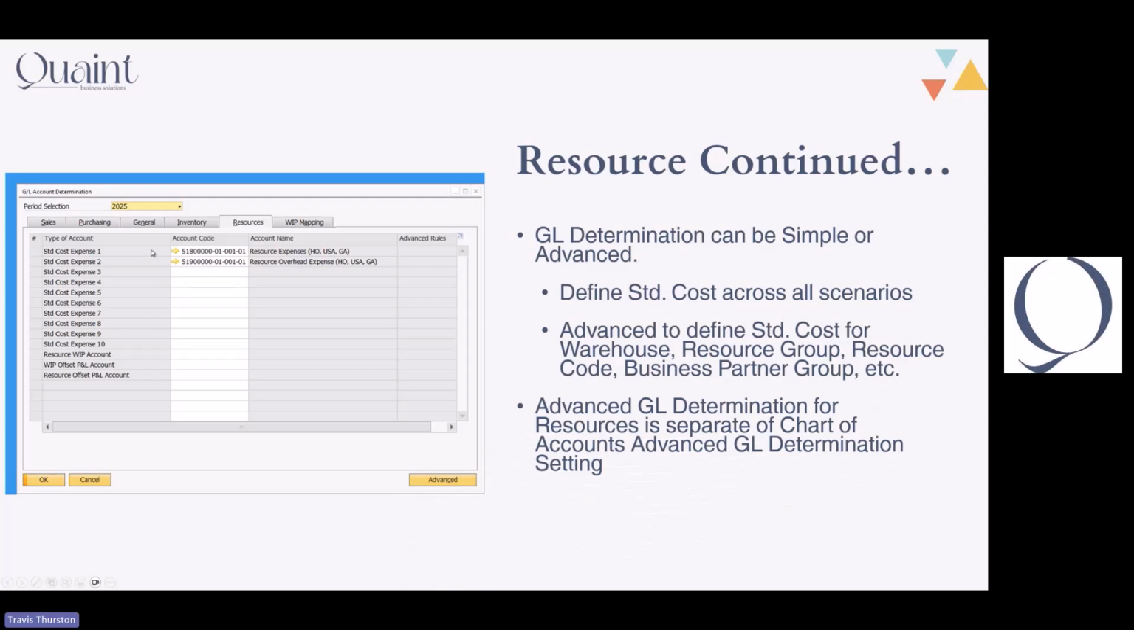You can do a more simplified version, where you set it so every resource is always going to hit those particular GL accounts for those particular standard costs that you have defined, or you can do an advanced determination for your GL account determination. I will say that the difference here on the advanced in resources is that it doesn't require that you have advanced GL determination turned on for your overall chart of accounts. It's completely separate. So you can have a standard chart of accounts that is not an advanced GL determination and still use advanced GL determinations within your resources.